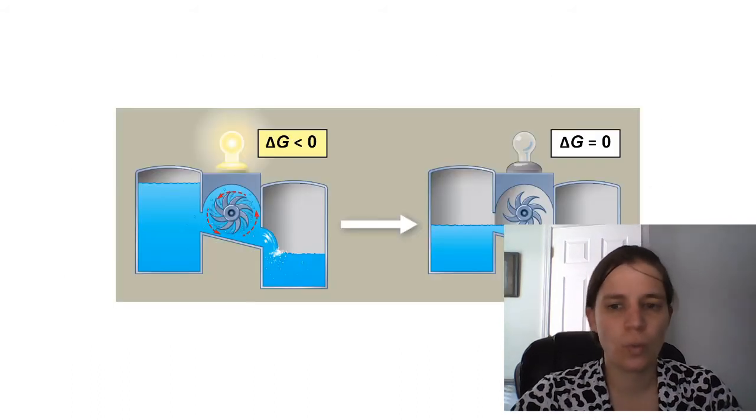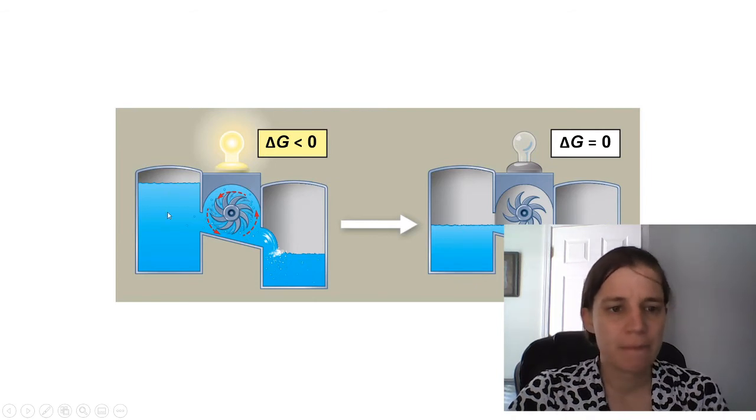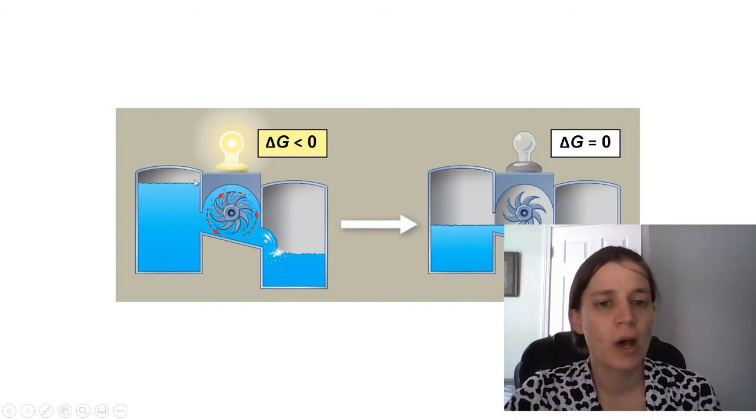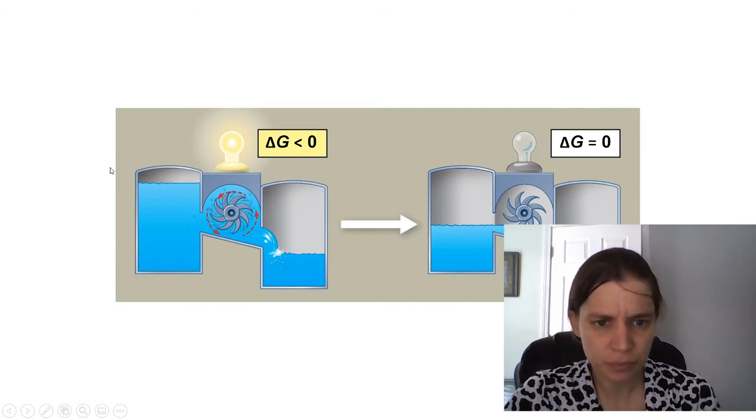So we'll look at this picture here. The water on this side has a higher free energy than the water over here. This is unstable. It's going towards equilibrium. Over here, we see it's at equilibrium. It's at its most stable configuration. So this process has a negative delta G because it goes from high free energy to low free energy, it goes down.